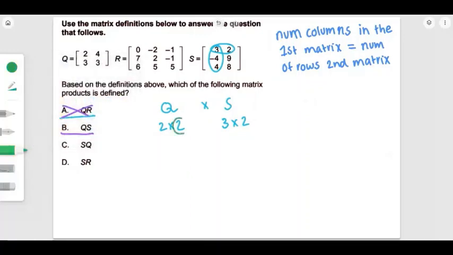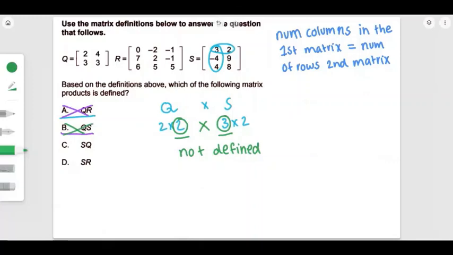Now the number of columns in the first matrix is not equal to the number of rows in the second matrix. Here it's 2 and here it's 3, so they are not equal, which means it is not defined. So choice B is not correct.